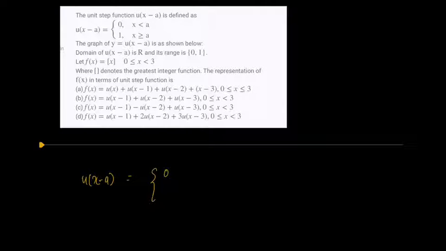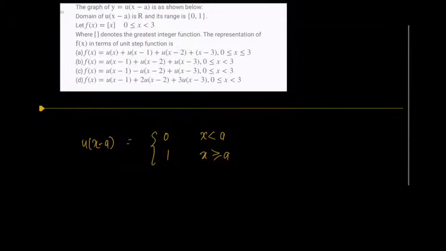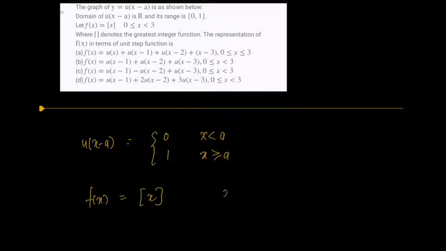So the unit function is defined as u of x minus a, which gives value 0 when x is less than a and 1 when x is greater than or equal to a. And now we have to represent the function square bracket of x, which is called the greatest integer function, between 0 and 3.